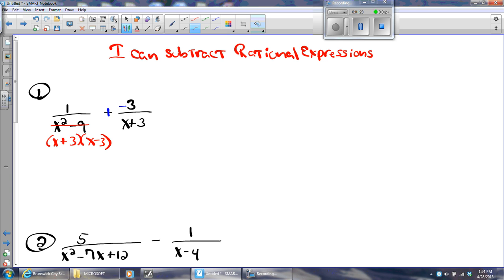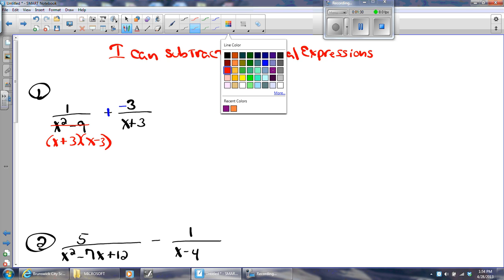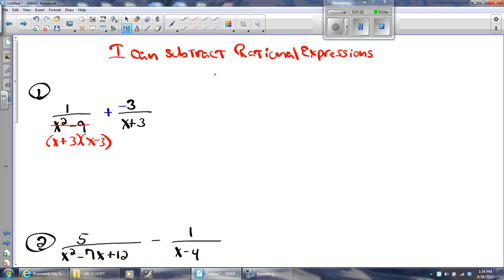Gotta look for my LCD. Let's see here, LCD. Where are you, LCD? I'm going to need an X plus 3 in my LCD. I don't have the whole LCD. Need an X minus 3. There we go. Got the whole thing going. Might as well do restrictions before I go too far. X cannot equal plus or minus 3.